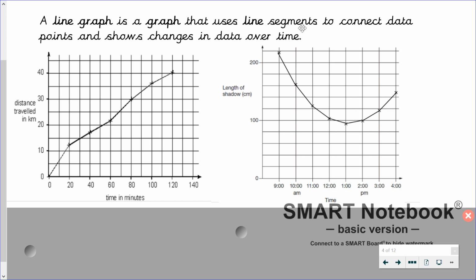So here, if you think about it, at 9 in the morning, there would be longer shadows because the sun's not at its highest. And then it's gradually going to get smaller as the sun moves to its highest. And then it's going to go down. The length of shadows going to get bigger again because the sun's going down. All of the data points are marked with crosses and joined with straight lines.